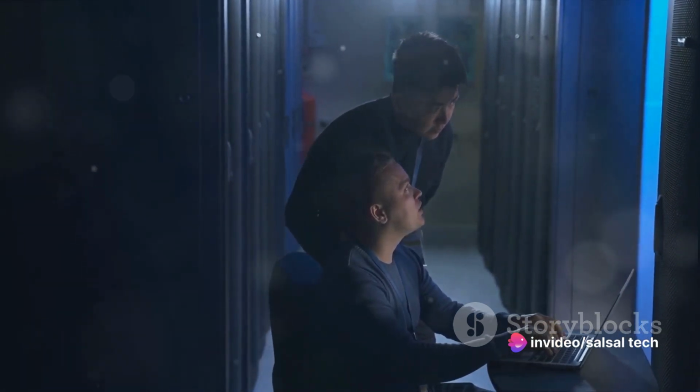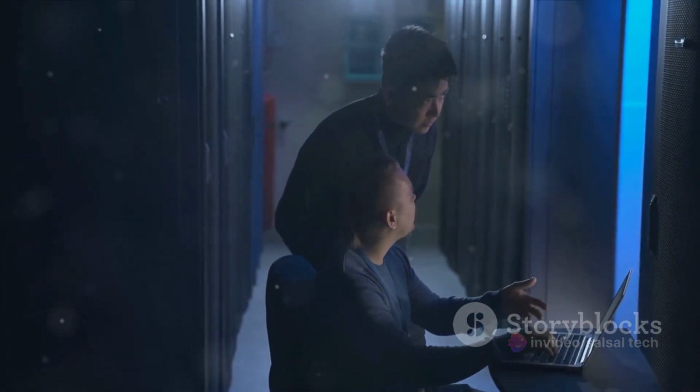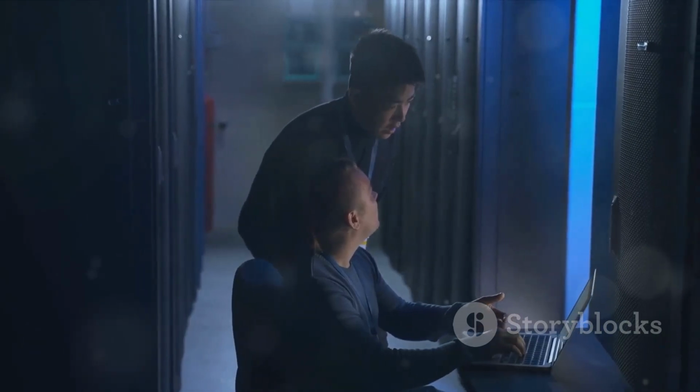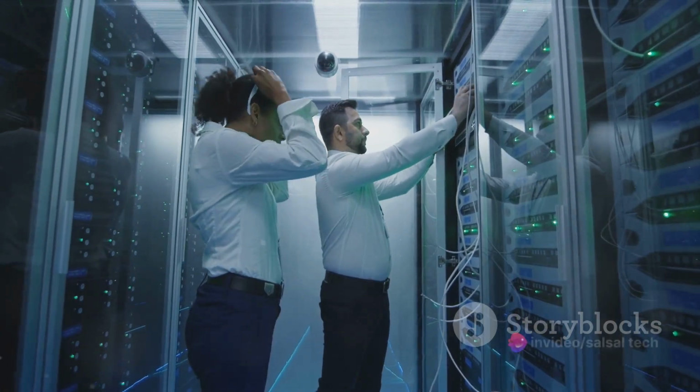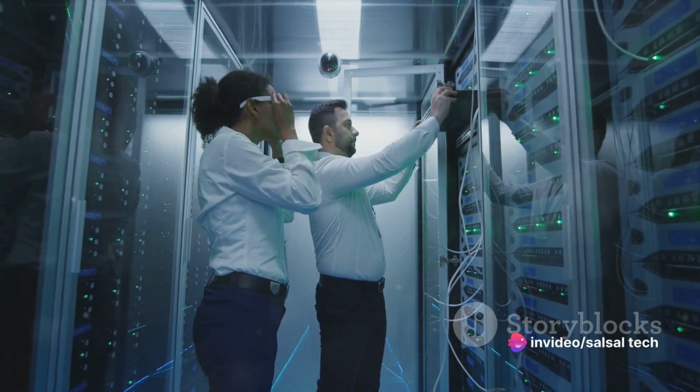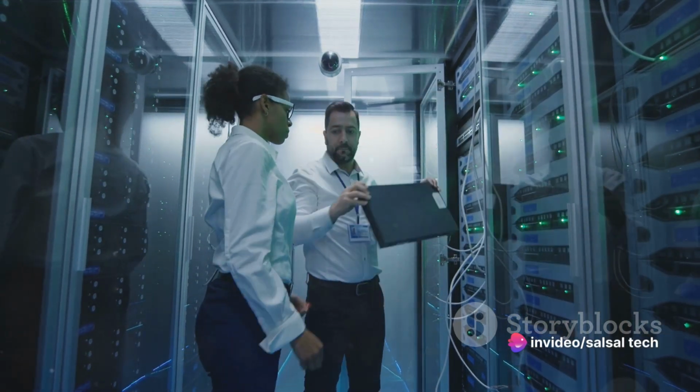Finally, the level of management can also impact the cost. If you have an in-house team of network engineers who can manage the MPLS network, you could save a pretty penny. However, if you need to outsource the management to a third party, be prepared to pay for their expertise.